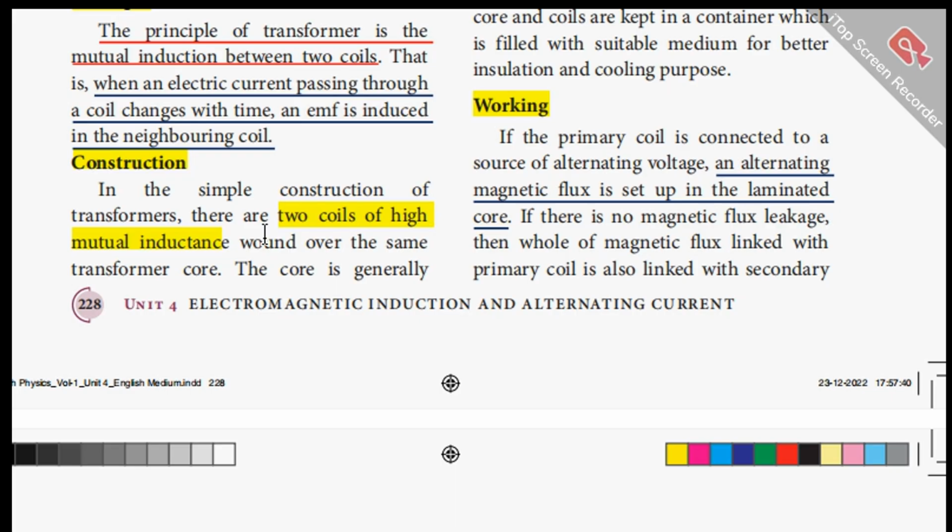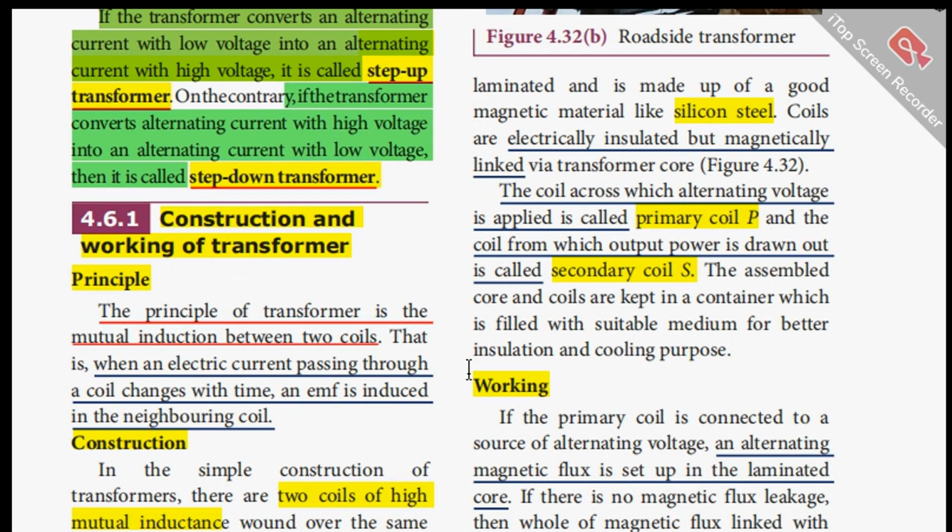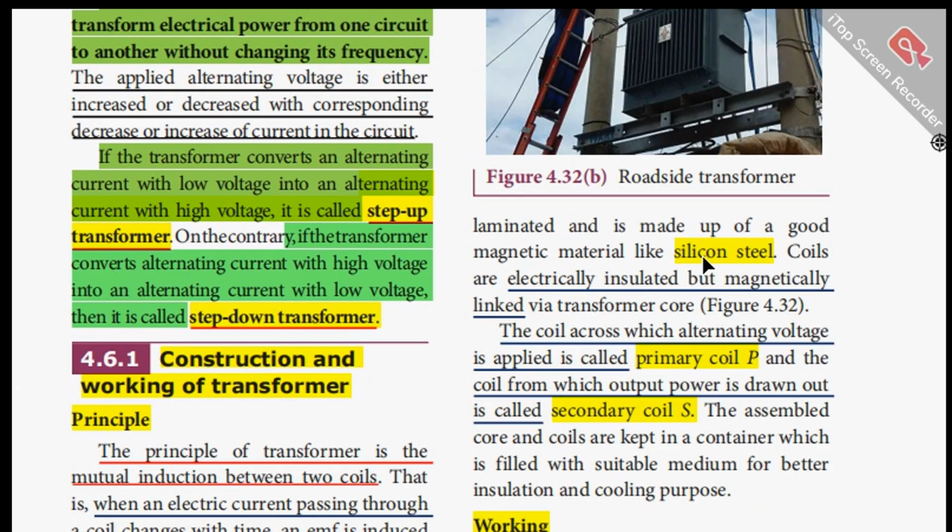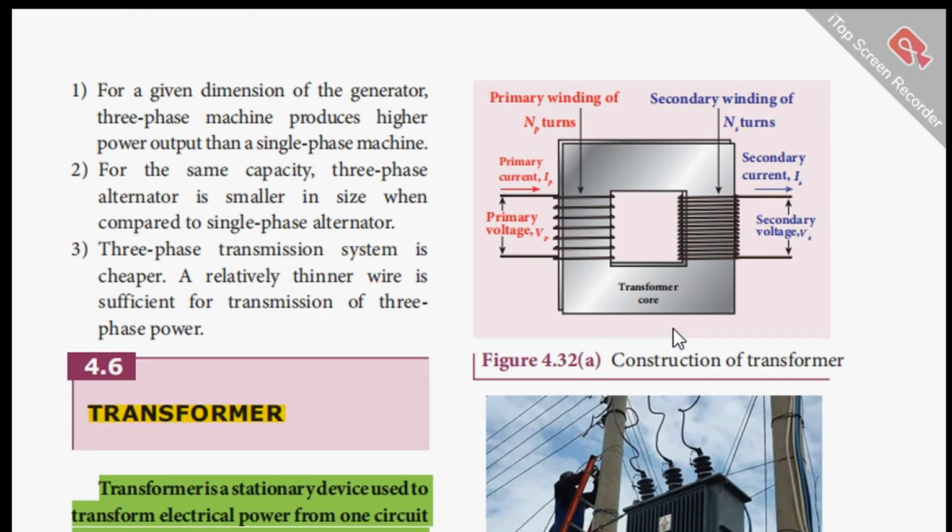There are two coils of high mutual inductance wound over the same transformer core. The core is generally laminated and is made up of a good magnetic material like silicon steel. Coils are electrically insulated but magnetically linked via the transformer core, as shown in this figure 4.32.